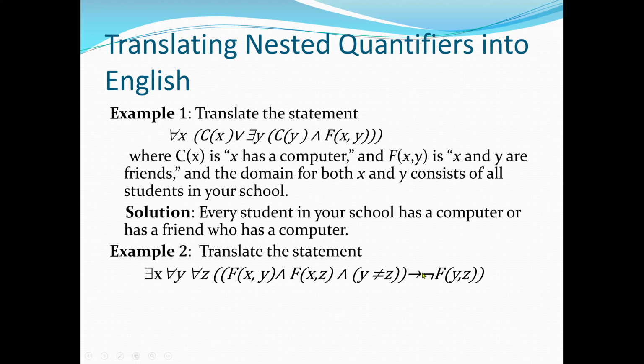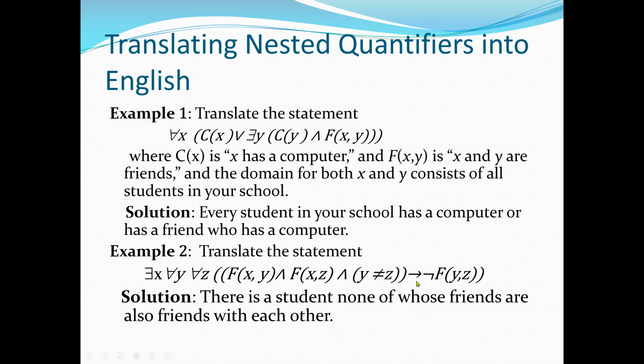And then not, this is to negate. So not F, so y and z are not friends. So here we say there's a student, none of whose friends are also friends with each other. Because we can see x and y are friends, and x and z are friends, but y and z are not friends.